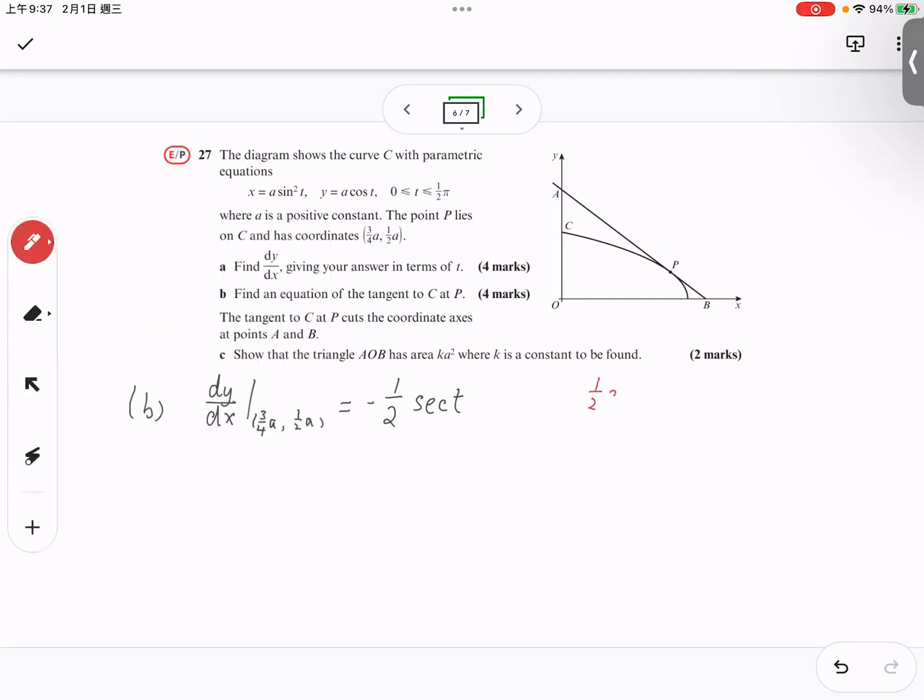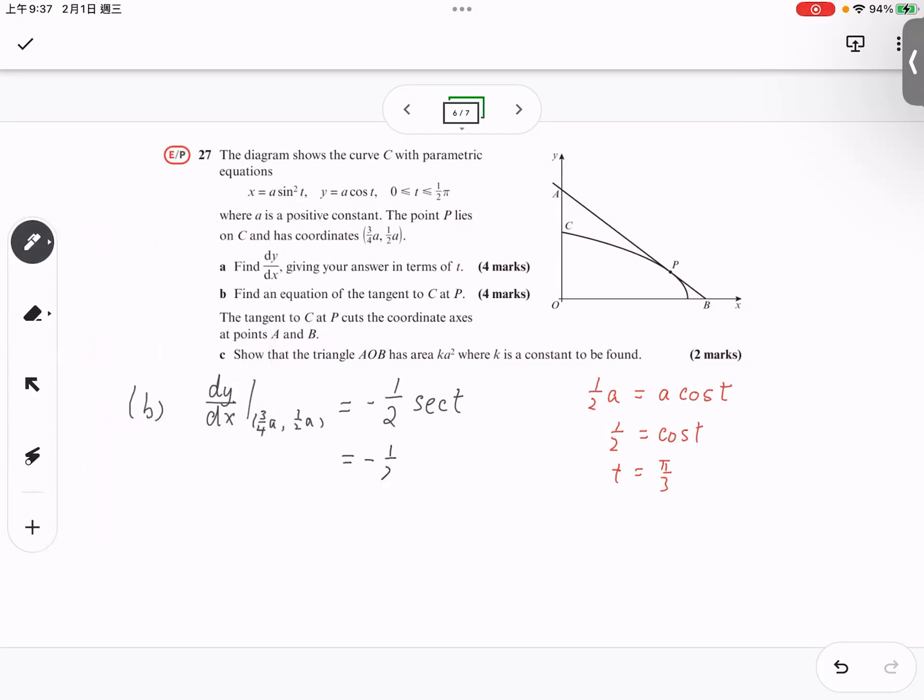1 over 2a is equal to a cos t. And then you will see 1 over 2 is equal to cos t. So t is equal to pi over 3. Oh, so I see that this time I must plug in pi over 3 inside of it. So now we can change it.